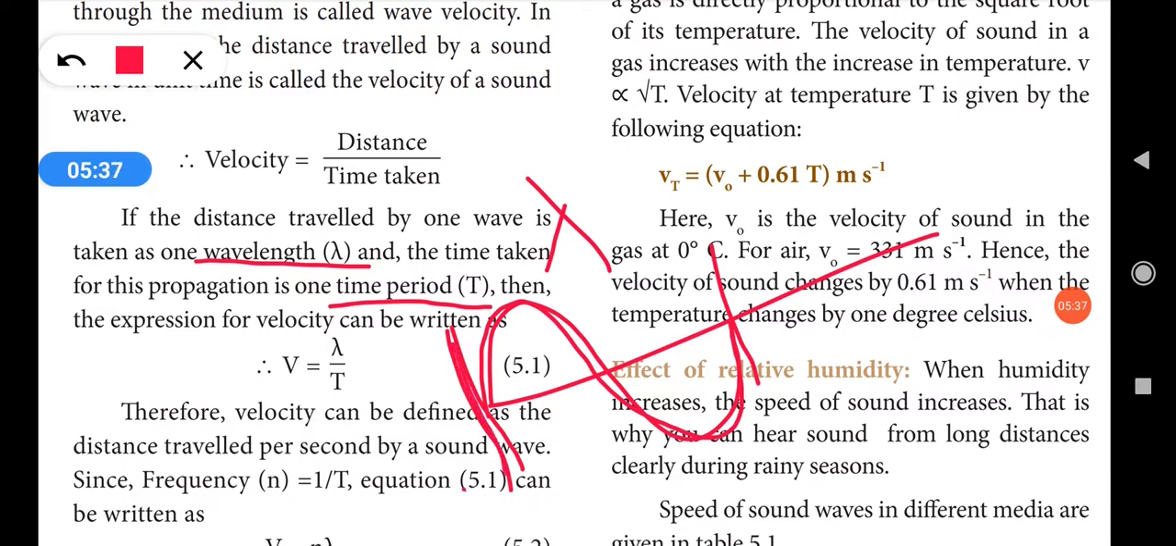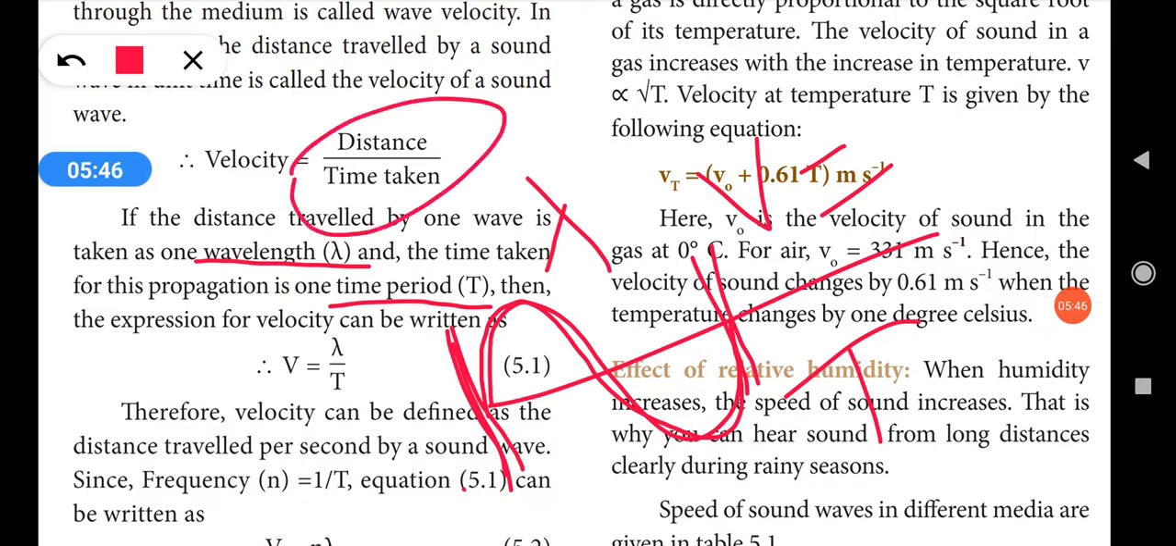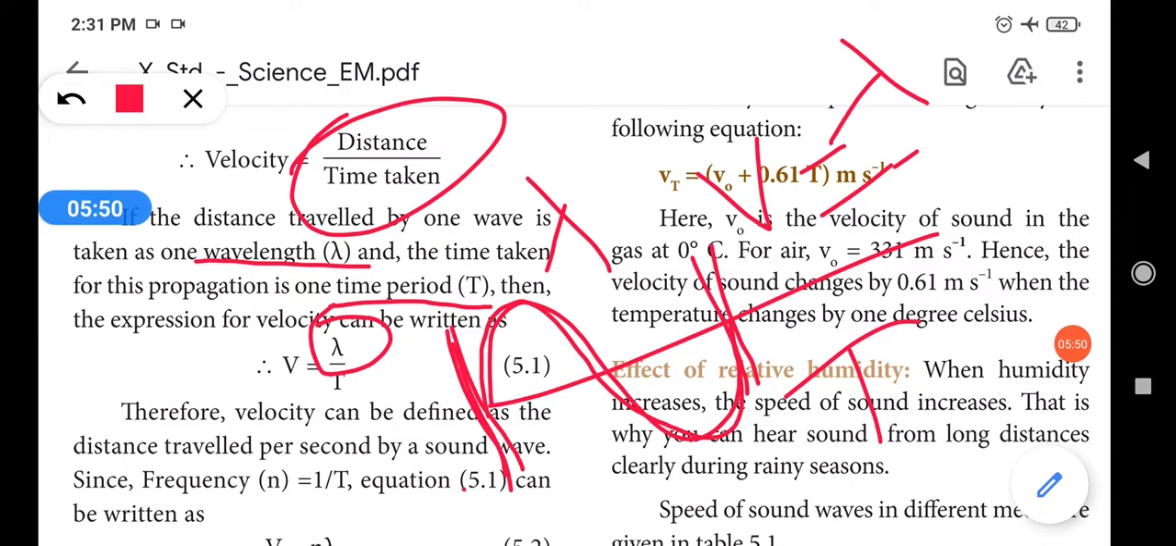So for the wave to travel that distance, how much time does it take? T, time T. Therefore velocity is equal to distance covered by time taken. So what is the distance covered? Wavelength lambda, divided by time taken T. Therefore velocity v is equal to lambda divided by time taken T.